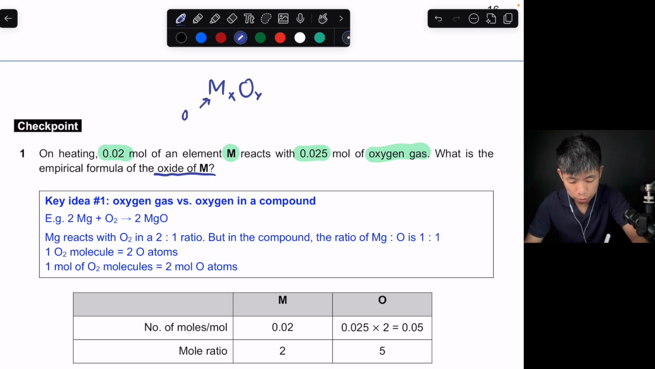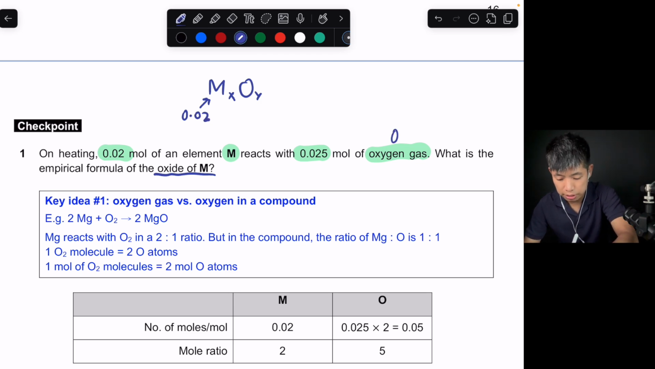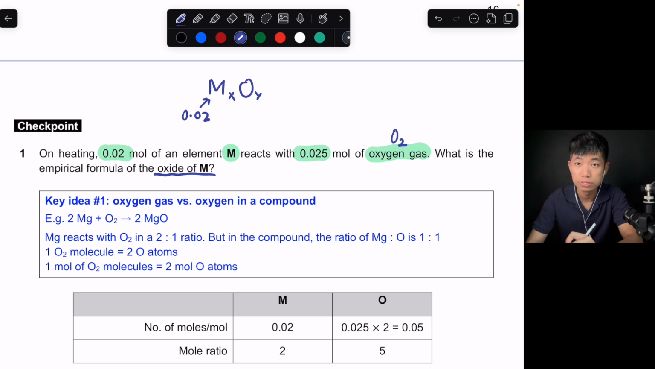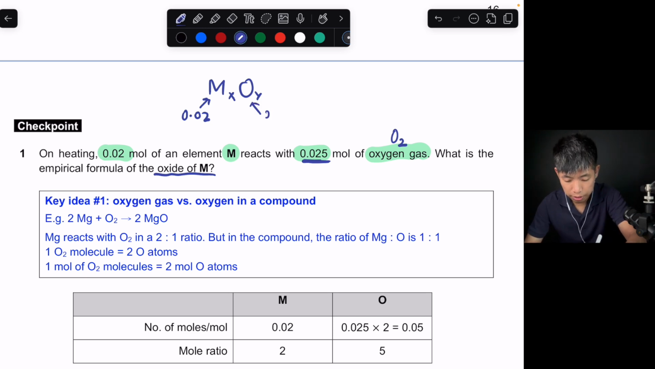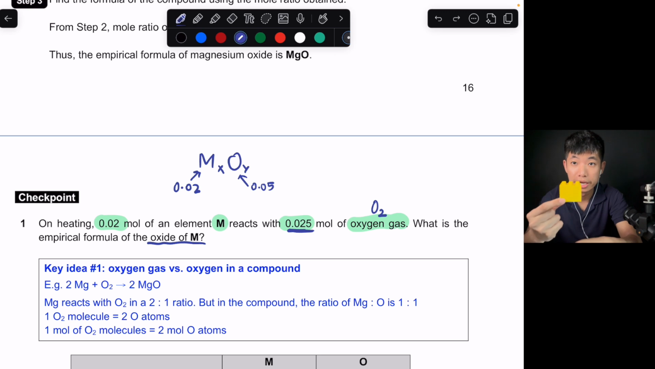The number of moles of M atoms is 0.02. Okay, it says that it reacts with oxygen gas. Remember, oxygen is O2. So if I have 0.025 mole of O2, I will have 0.05 mole of O, because every molecule has 2 atoms. So oxygen is diatomic. So if I have 1 molecule of this, I will actually have 2 atoms of oxygen. So if I have 1 mole of oxygen molecules, I will have 2 moles of oxygen atoms.